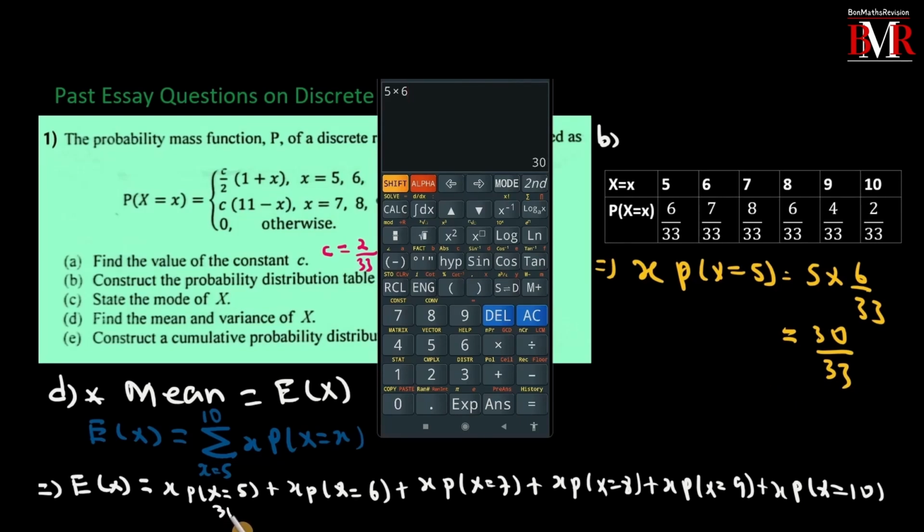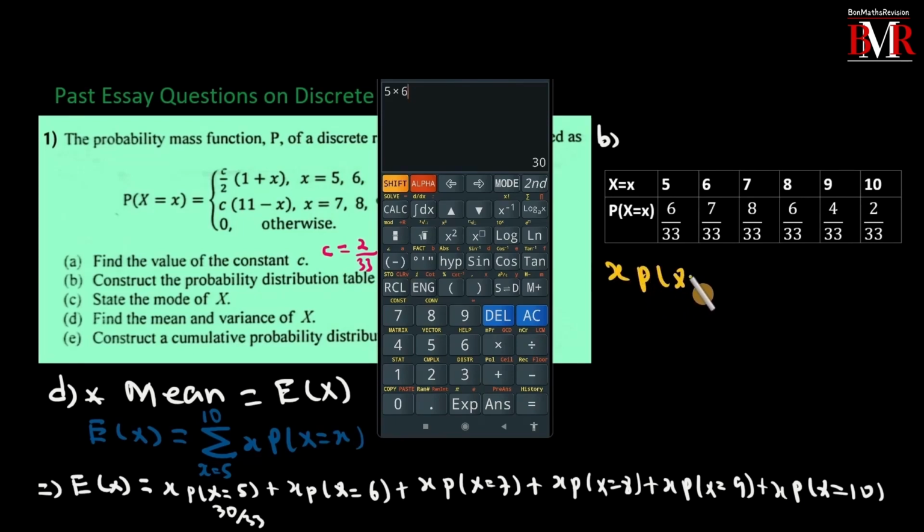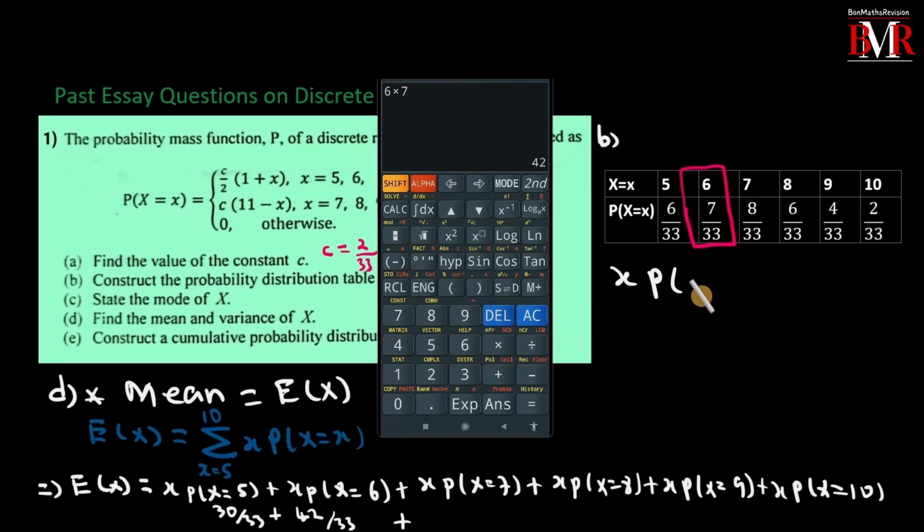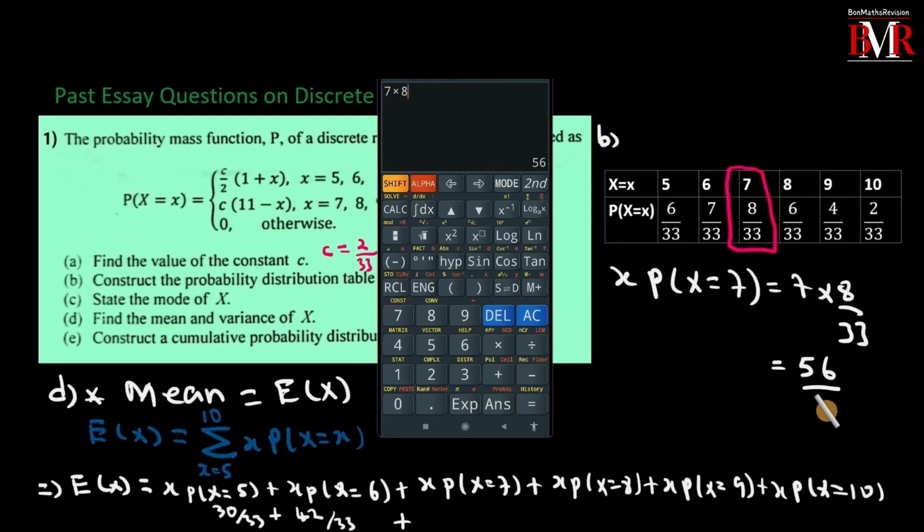So here is 30 all over 33. Now for x times the probability of x equals 6 will be 6 times 7 over 33. That is 6 times 7 is 42, so 42 all over 33. Here is 42 all over 33 plus x times the probability of x equals 7 from the table, which is 7 times 8 over 33. 7 times 8 is 56, so it means 56 over 33.